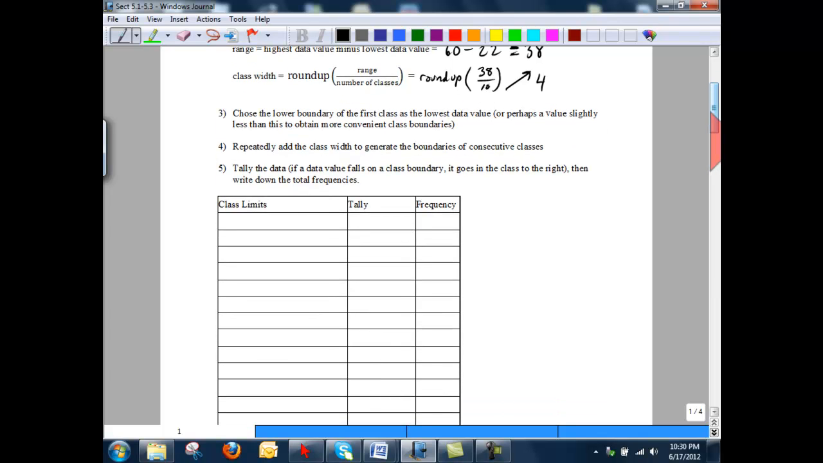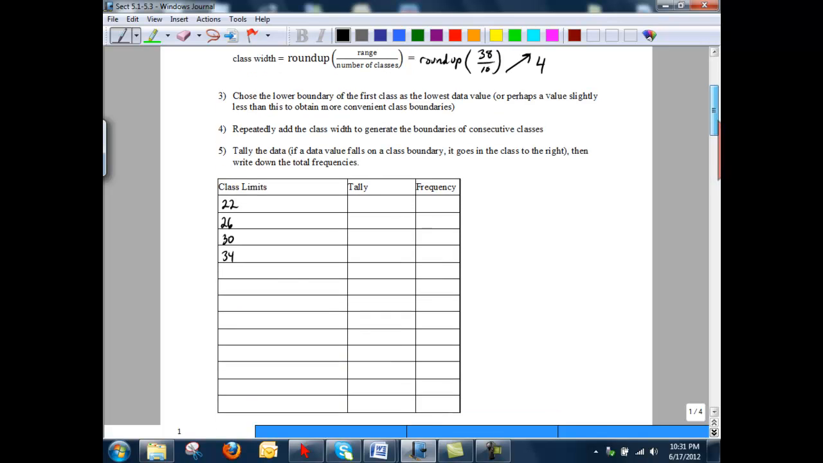Next, choose the lower boundary of the first class as the lowest data value. That's what's typically done, or sometimes you can go a little below that. For us, the lowest data value was 22. Repeatedly add the class width to generate the lower boundaries of consecutive classes. So the class width is 4, and so 26, 30, and I'll just go ahead and write them all.